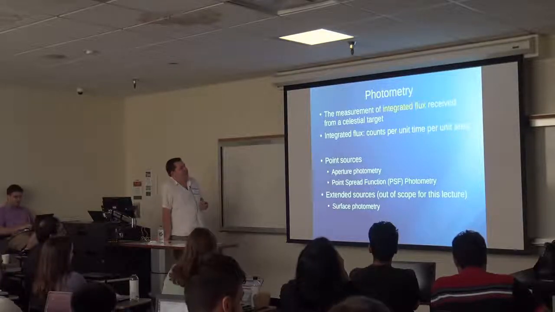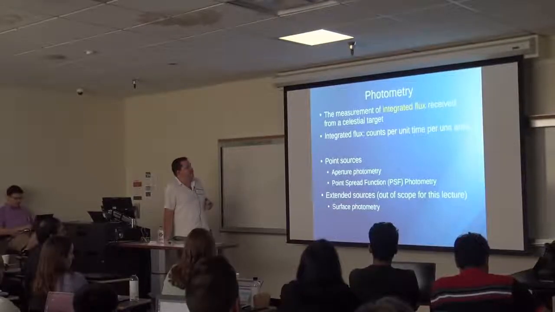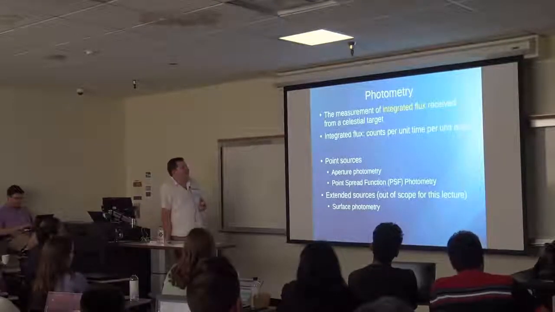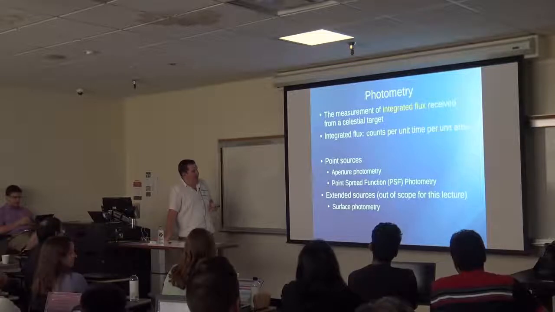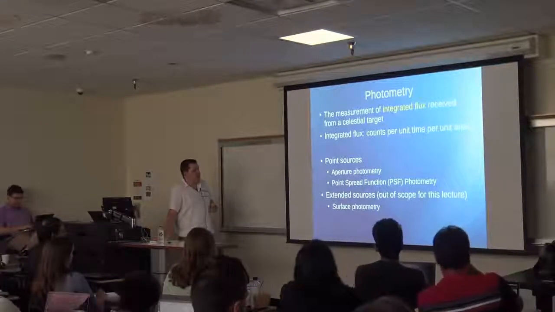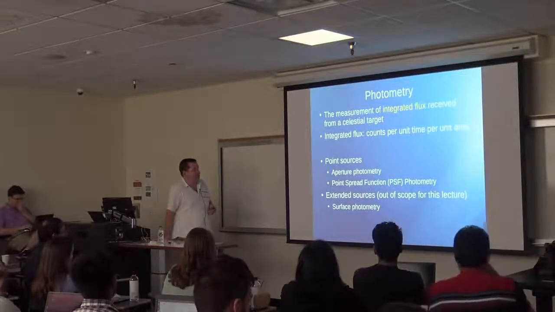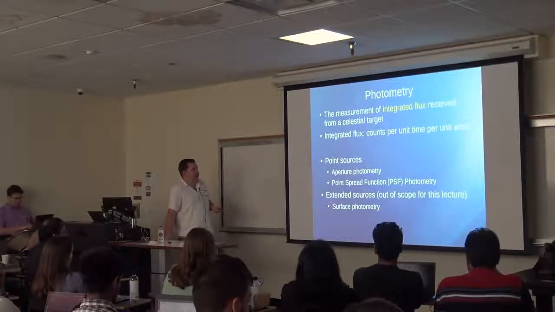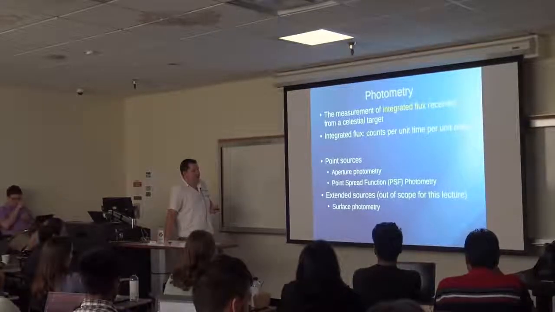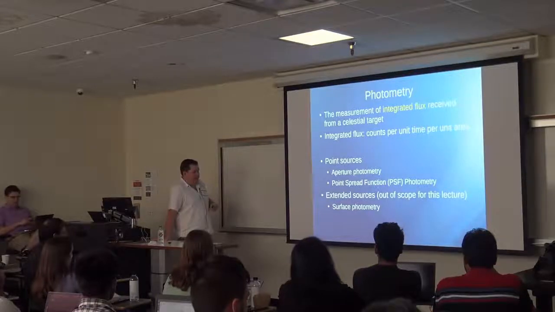So right at the top of this lecture, I defined photometry in this way: the measurement of integrated flux received from your target is what we're talking about here. There are various ways you can do this. You have point sources, which are stars essentially, and we're going to talk about aperture photometry, which is the most simple method, and then point spread function photometry, which is a little more complicated. For extended sources, like galaxies, this is out of scope for this lecture, so I'm not going to mention it at all. But there are various techniques you can apply to look at the measurement of flux over an extended surface.